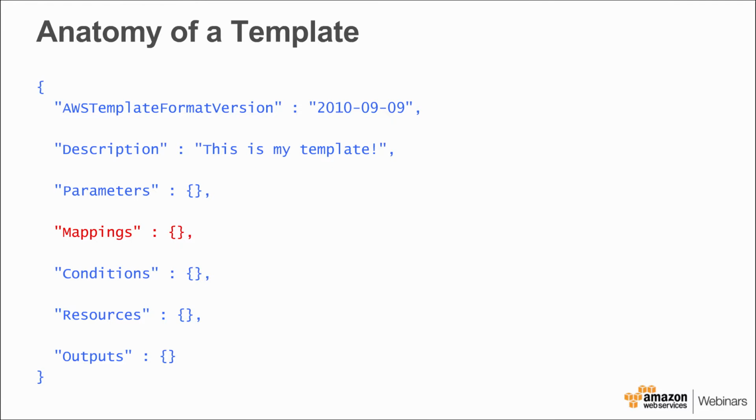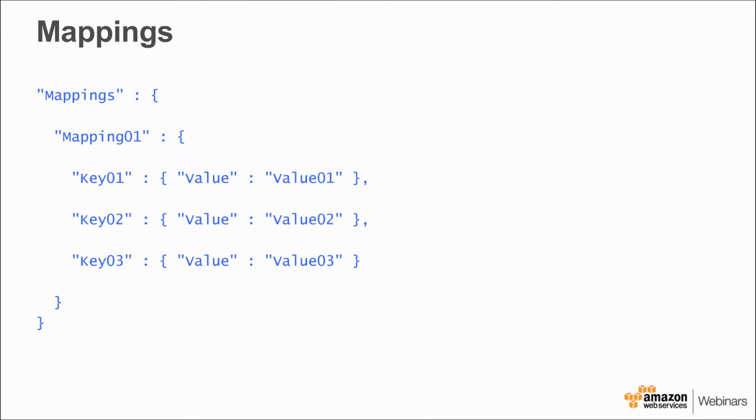Mappings is another optional section I want to talk about a little bit here. The Mappings section allows you to match a key to a corresponding set of named values. You can use one or more maps, and each one has key-value sets. In this case, we just have one map here with different keys and values.